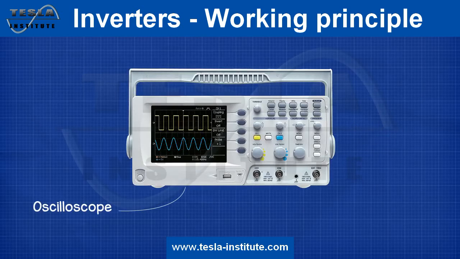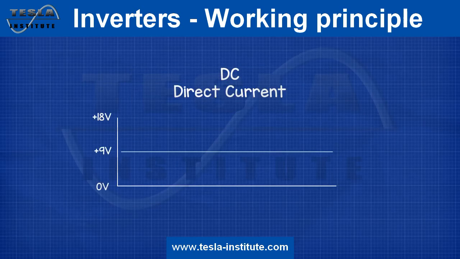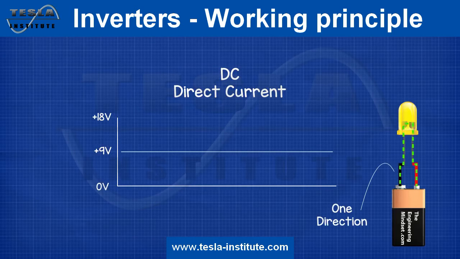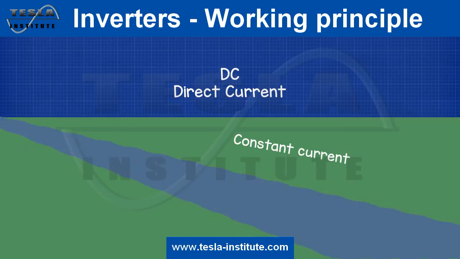If you use an oscilloscope to look at the signal of these two types of power, you will see that direct current sits at its maximum voltage and continues in a straight line. That's because its current flows directly in only one direction, which is why it's called direct current. Think of it a bit like a river or a canal. It's always at its peak and it flows in just one direction.